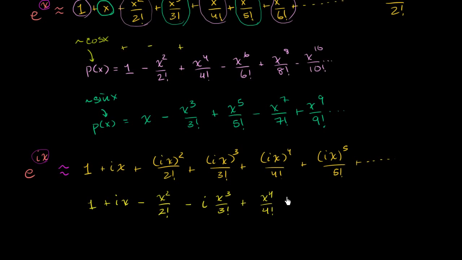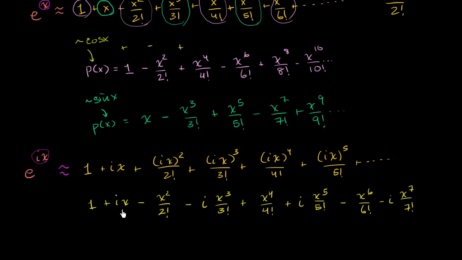And then you're going to have plus, i to the fifth. So i to the fifth is going to be 1 times i. So it's going to be i times x to the fifth over 5 factorial. And I think you might see a pattern here. The coefficient is 1, then i, then -1, then -i, then 1, then i, then -1, x to the sixth over 6 factorial, and then -i, x to the seventh over 7 factorial. So we have some terms.